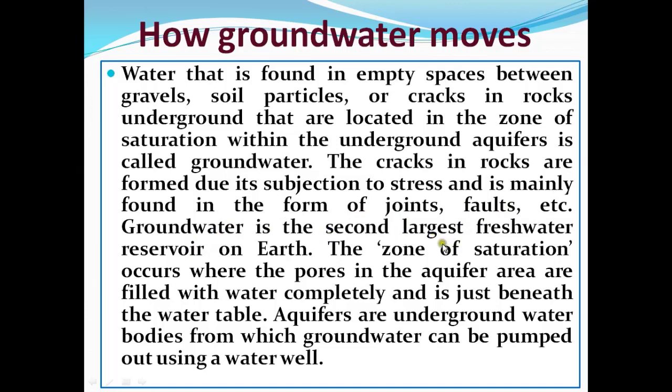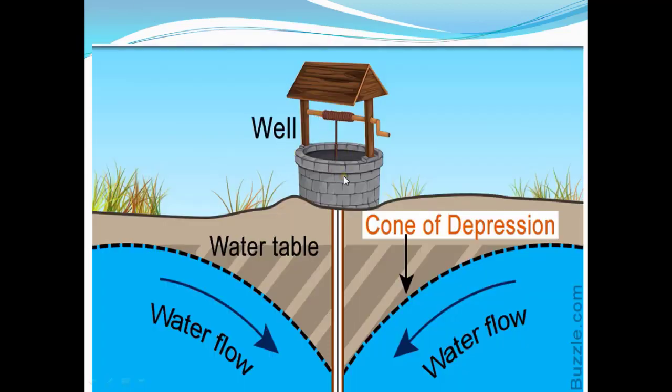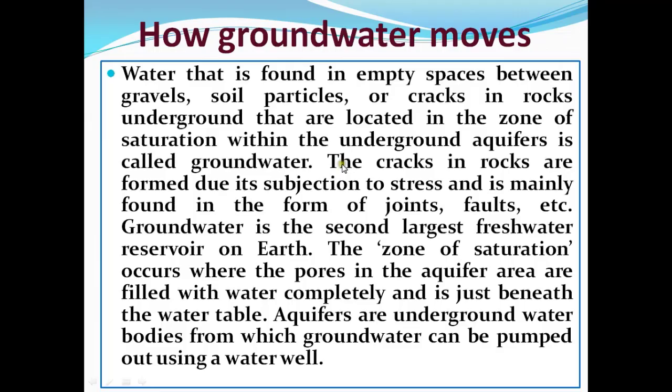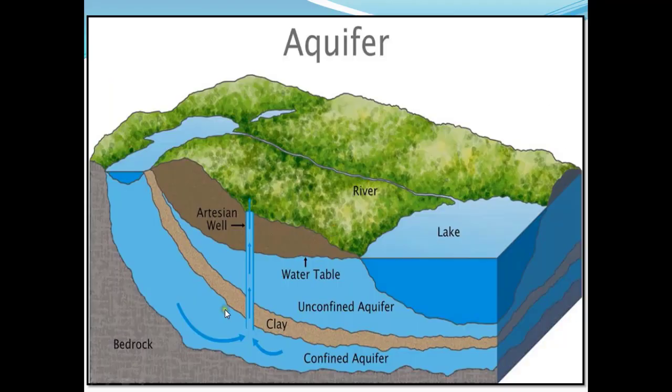Groundwater is the second largest freshwater reservoir on the earth, and the zone of saturation occurs where the pores in the aquifer areas are filled completely with water, just beneath the water table. Aquifers are underground water bodies from which groundwater can be pumped out using a water well. Here we can see this water well, from which we can take the groundwater out.